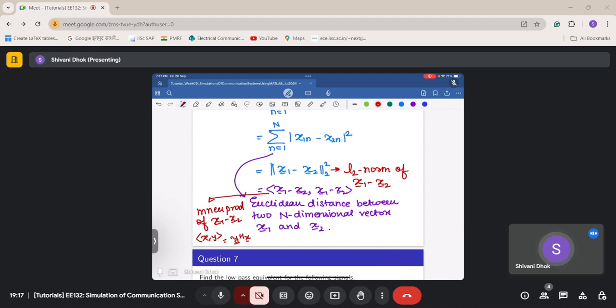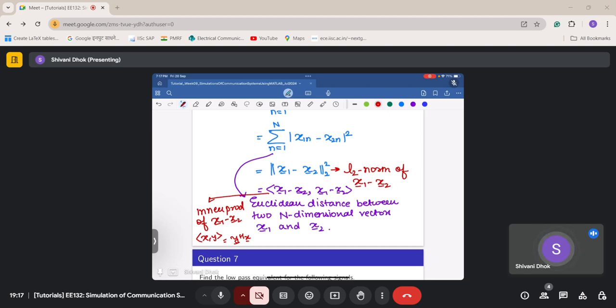So one kind of inner product, with the change of basis, is getting converted to another kind of inner product. So this is like a Euclidean distance. This is basically your Euclidean norm or your L2 norm of the vector x1 minus x2. Is it clear?